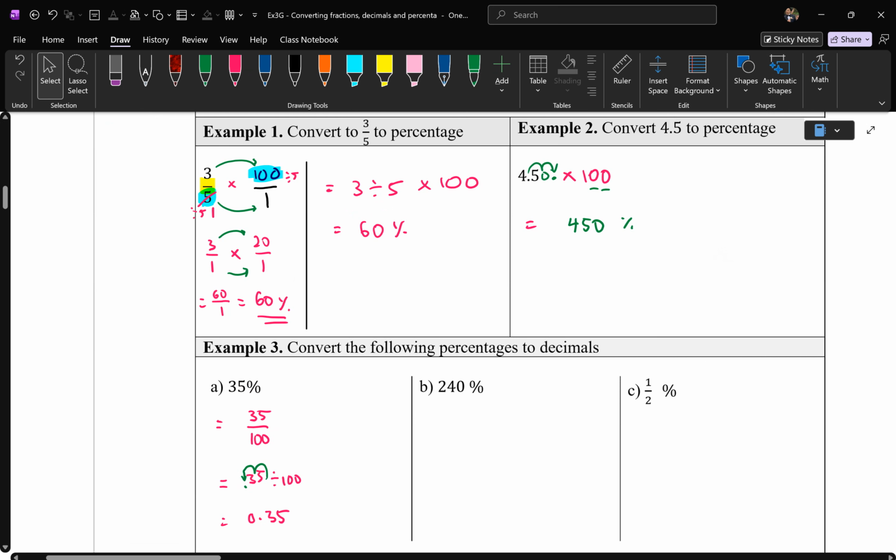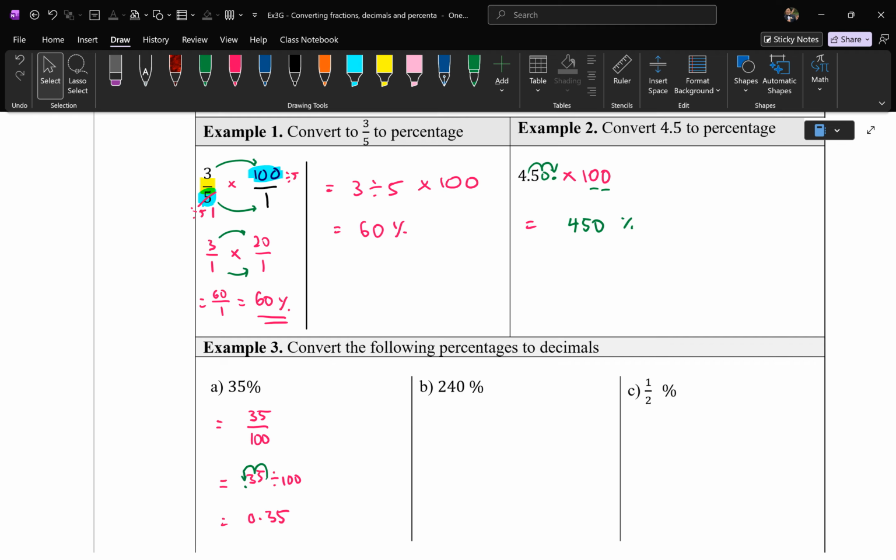Yeah, that's all it means. 30% just means 30 for every 100. There's my fraction. My fraction just means 35 divided by 100. Type that on a calculator or do it by hand, 0.35. The common mistake though is this one.